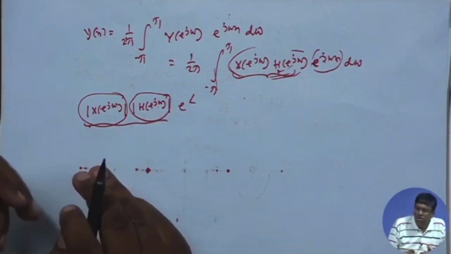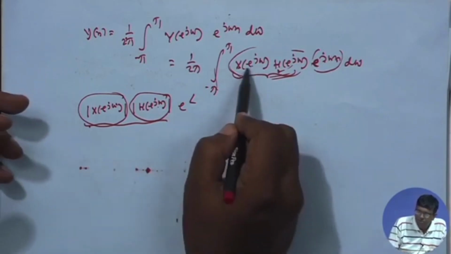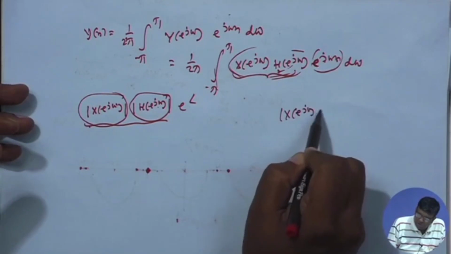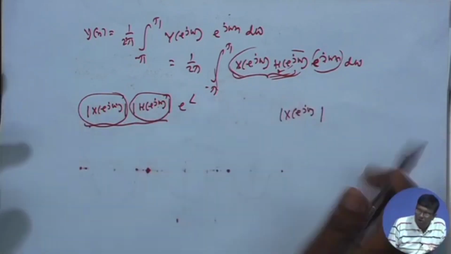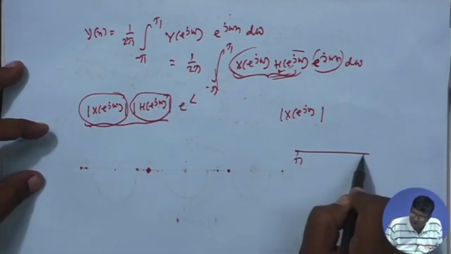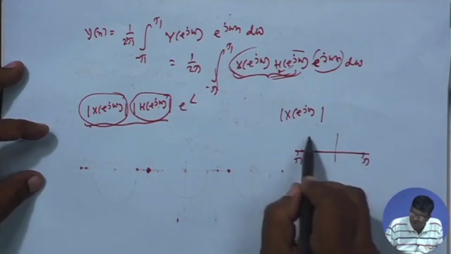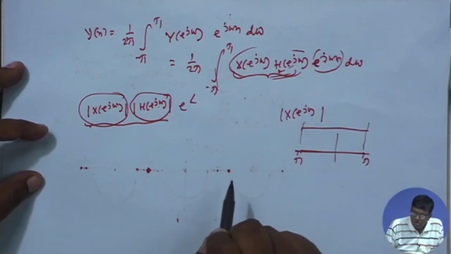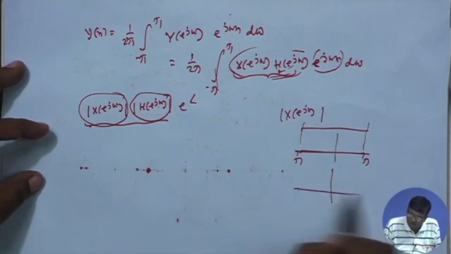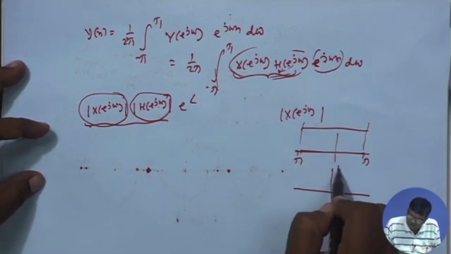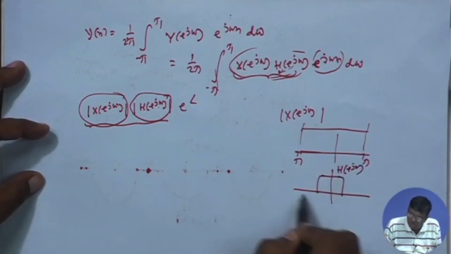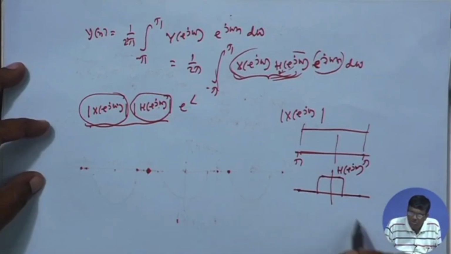This gives rise to the idea of filtering. The input may have this mod X e to the power j omega high at all values of omega from minus pi to pi. This is the range for any DTFT, minus pi to pi. Suppose it has the same high value everywhere, but I can design my H so that over a range it has high value, and in the remaining range it has 0 value.